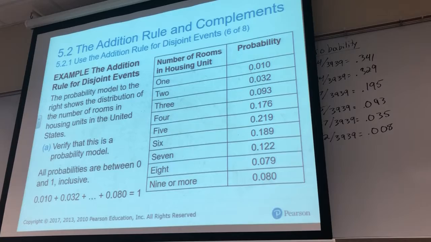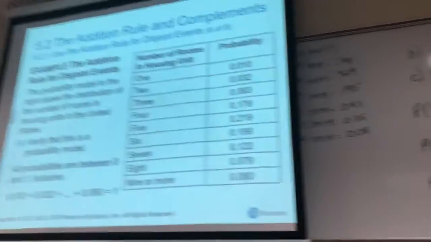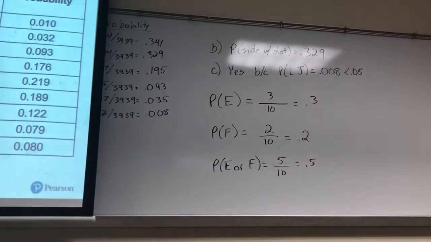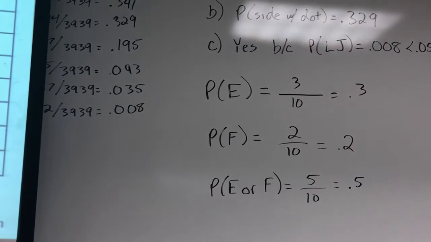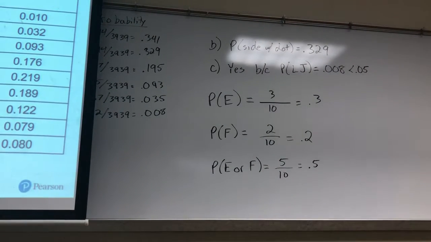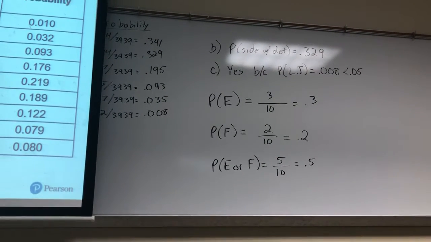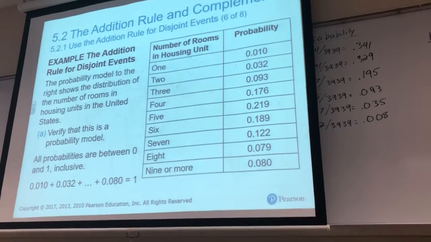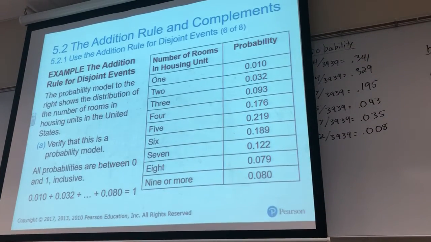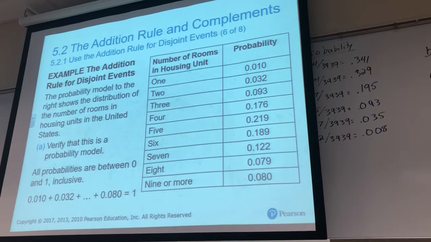This asks us for the probability that a randomly selected housing unit has 2 or 3 rooms. Since they have that "or" right there, that "or" is going to turn into a plus sign. Anytime you see "or," that means addition. You're going to add those two things together.